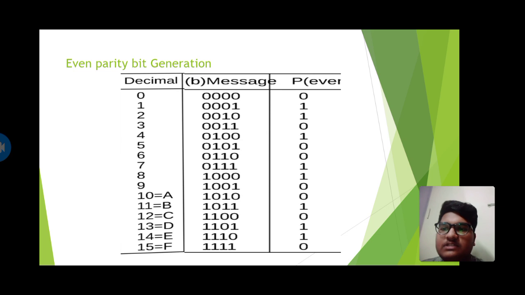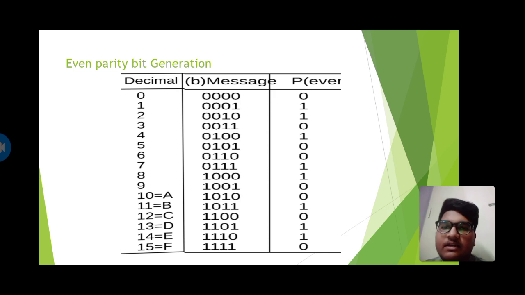We can check this. Finally, F is equal to 15. For A, B, C, D, E, F, we take A as 10, B as 11, C as 12, D as 13, and E and F as 14 and 15 correspondingly. For A we take 1010. Having an even number of ones, P is 0. For F it is 1111, an even number of ones, so the corresponding P is 0.